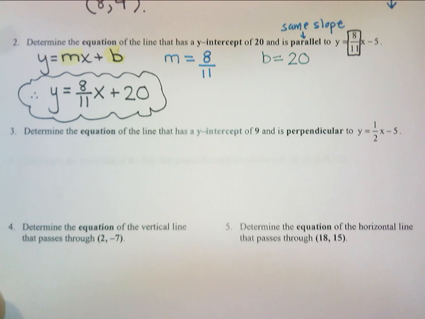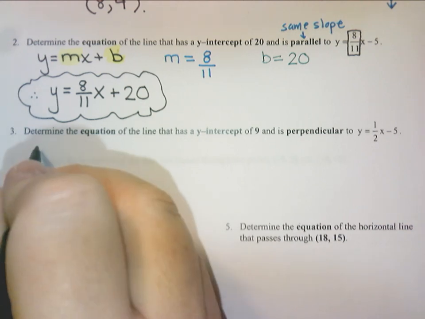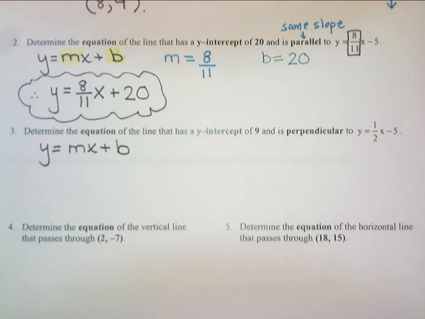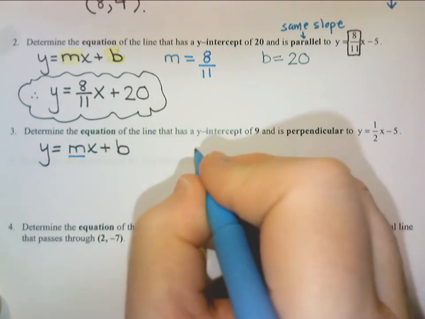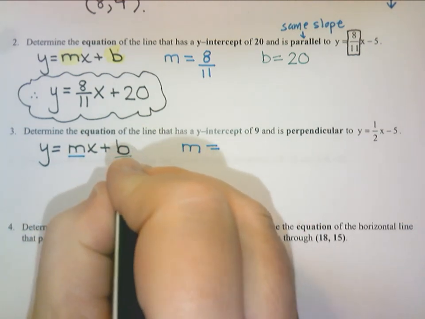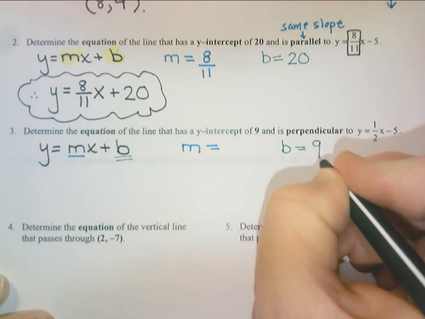Our second question says, determine the equation of a line that has a y-intercept of 9 and is perpendicular to y equals 1/2 x minus 5. So looking at this question, I notice that it wants the equation. So we are once again going to start with y equals mx plus b, which means we need to find the m, and we need to find the b. When I reread through the question, it tells me that we have a y-intercept of 9. That's the b. So our b is 9.